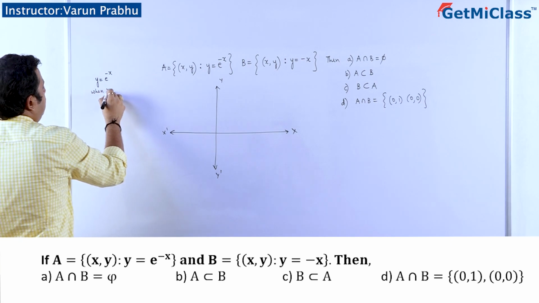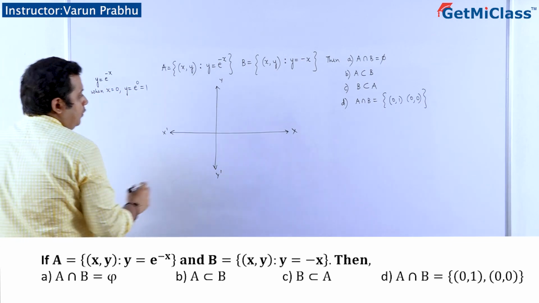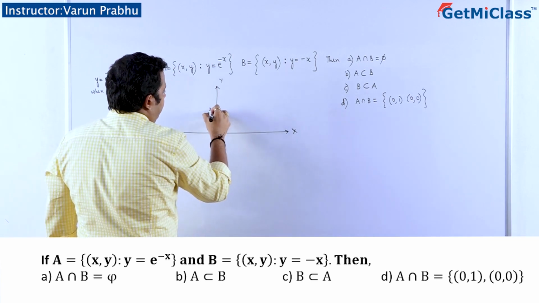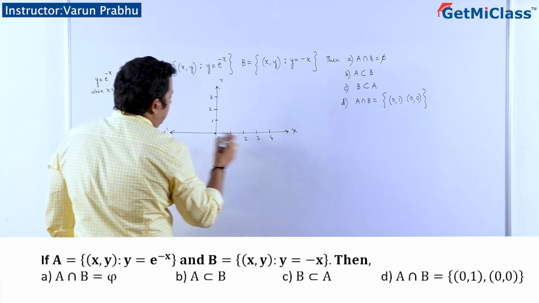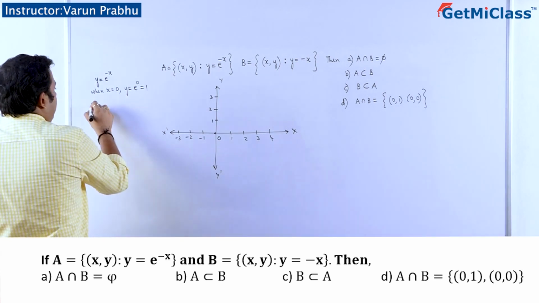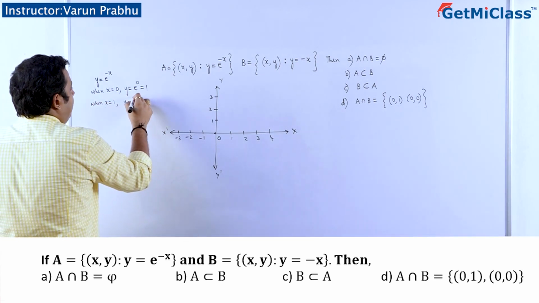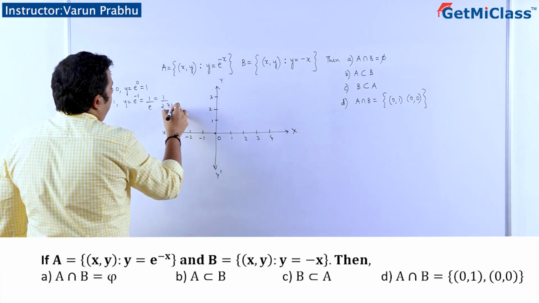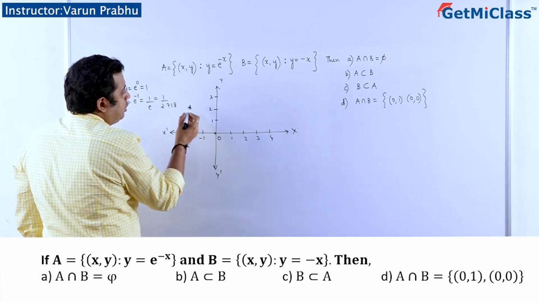When x is equal to 0, y is equal to e to the power 0, that is equal to 1, which means this is the point 0, this is the point 1, this is the point 2, this is the point 3, and here it is 1, 2, 3, 4. Similarly here this is minus 1, minus 2, minus 3, correct or not? When x is equal to 1, y is equal to e to the power minus 1. 1 by e value is how much? 1 by 2.718 and so on. So basically it is almost equal to half.